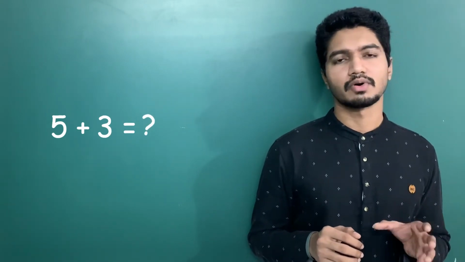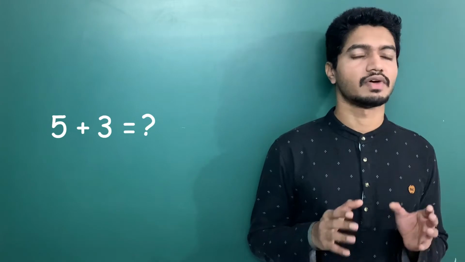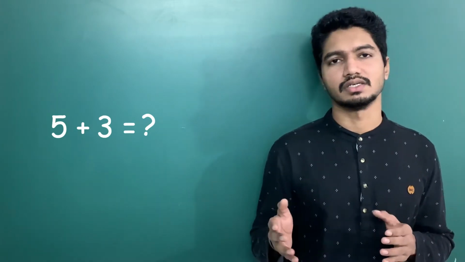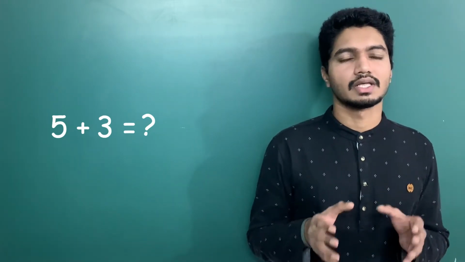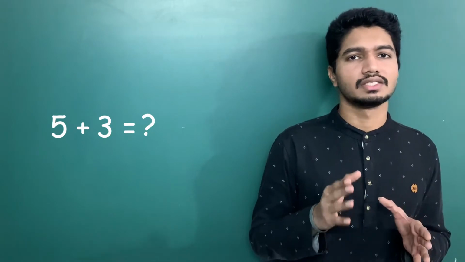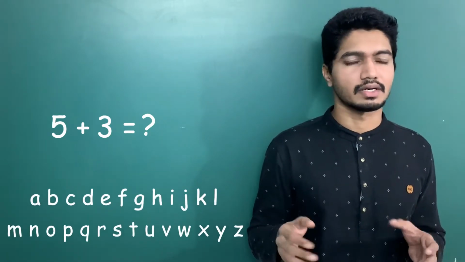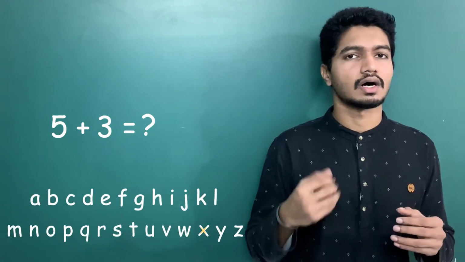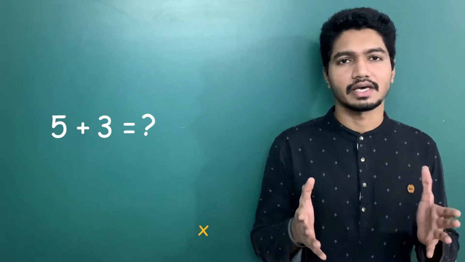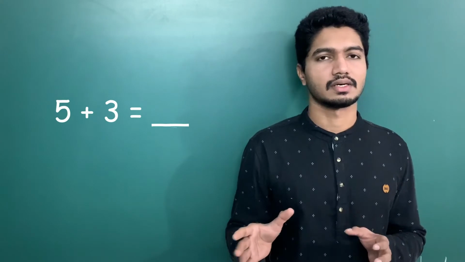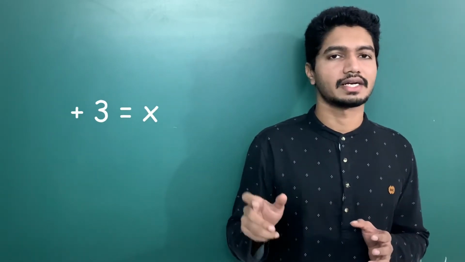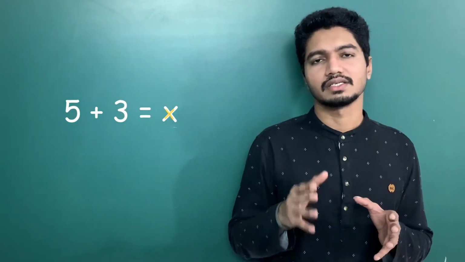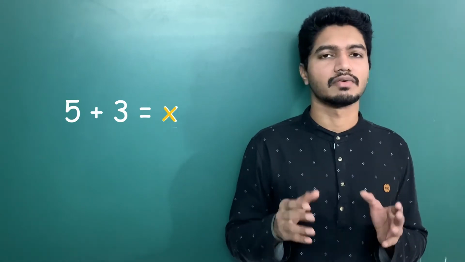Now the most important thing about algebra is when you don't know the number or the answer, you make use of a symbol. That symbol is usually just any letter of the alphabet. The most popular letter is X. So in case of arithmetic, we will just leave the problem like this. But in algebra, we will write it like this. The X is the placeholder that stands for the number which we don't know yet.